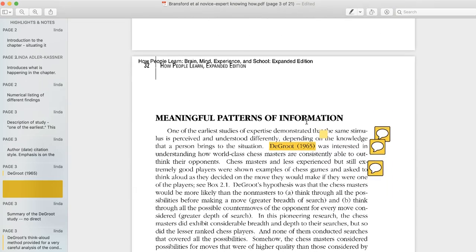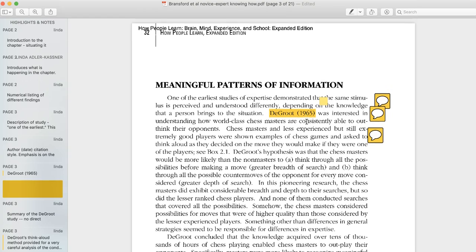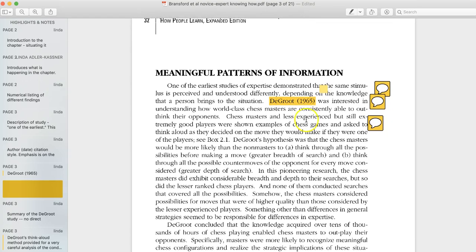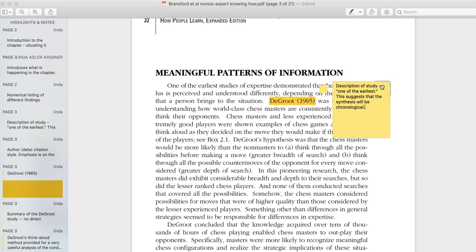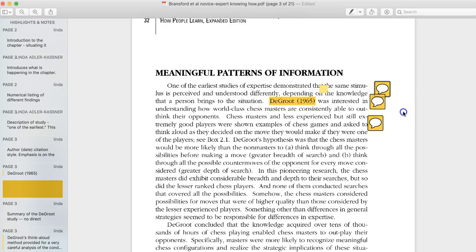Now, I move down into the text, and I'm only doing a few pages of each of these texts for you, the same pages. And you can see that I've noted several things here. In this first bubble, description of the study. It's one of the earliest. Well, that suggests to me that this is going to be a chronological explanation of different studies of novice expert practices. Something for me to pay attention to. Is that important? I don't know yet.